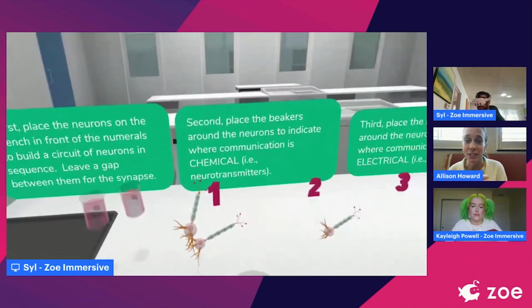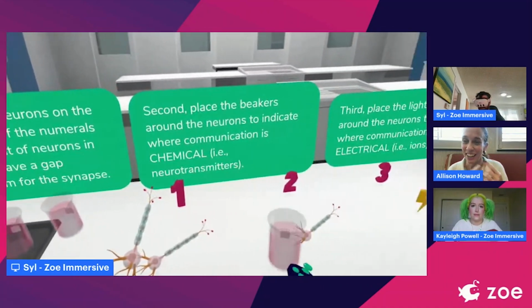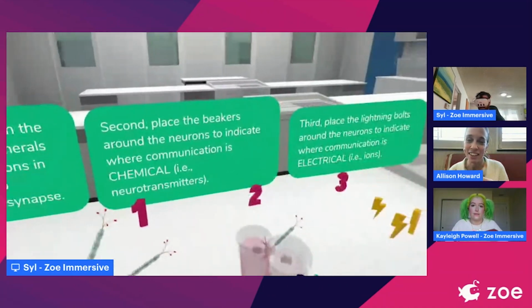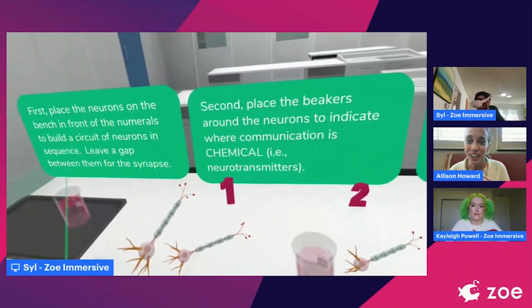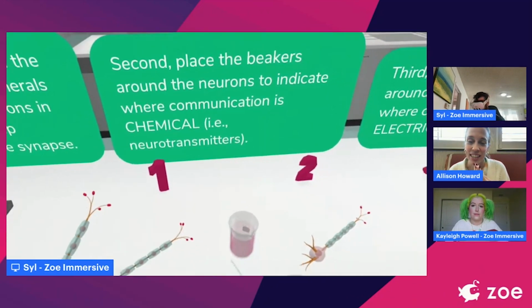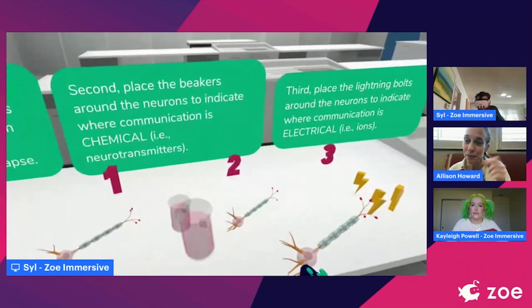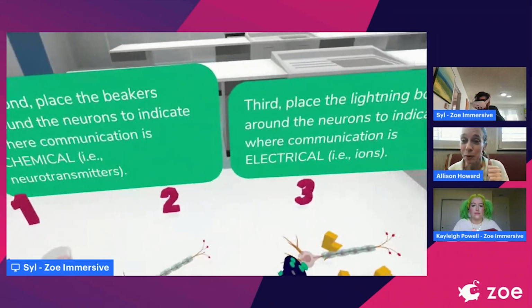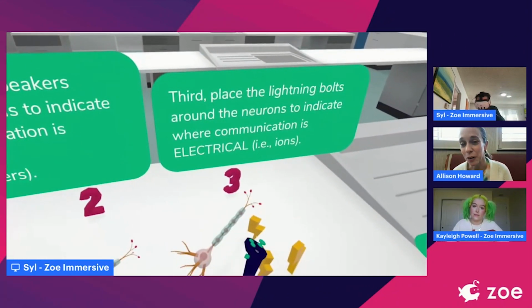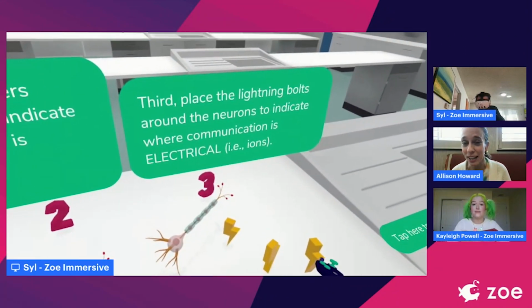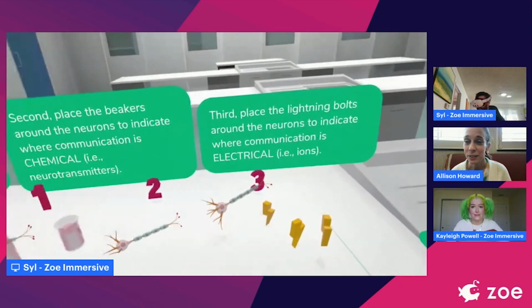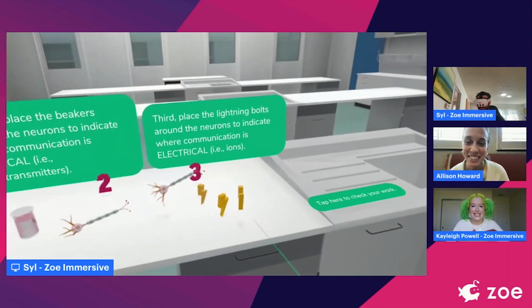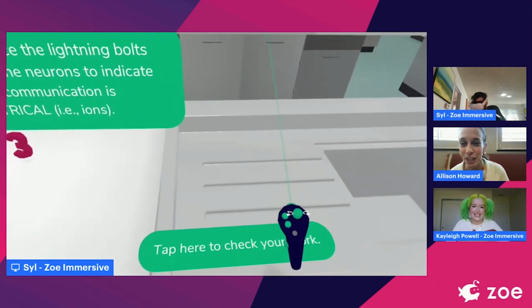So we have the beakers symbolizing chemical communication. And these just go in between neurons. And then the little lightning bolts are our electrical symbols. I ask this question on tests all the time, and students don't remember it. So this is a little bit of practice, and you can also tap to check your work.